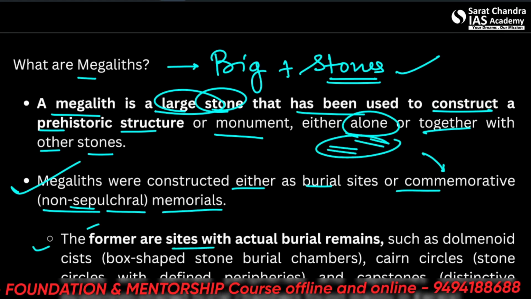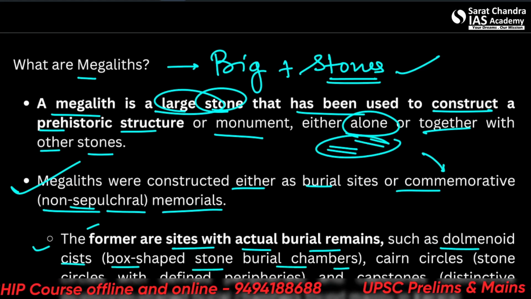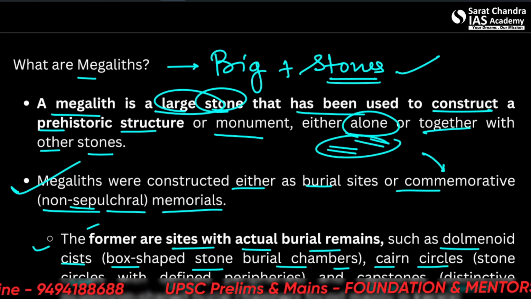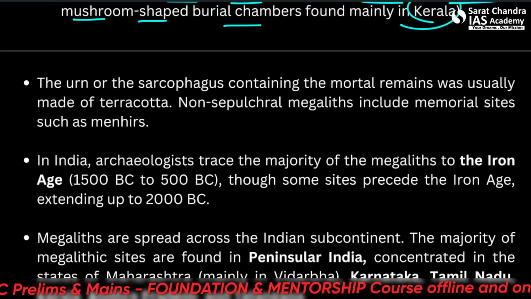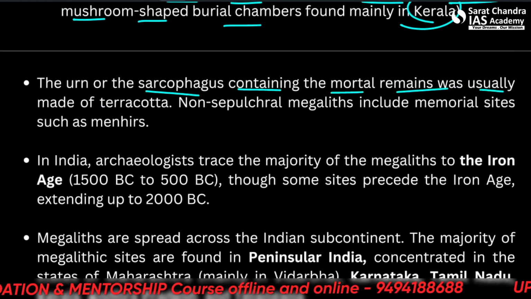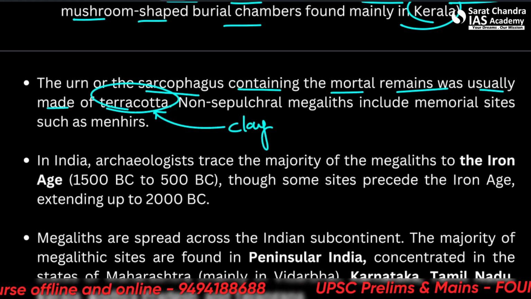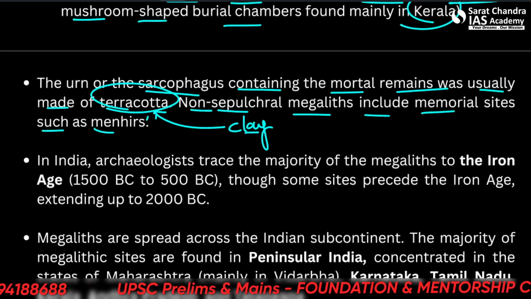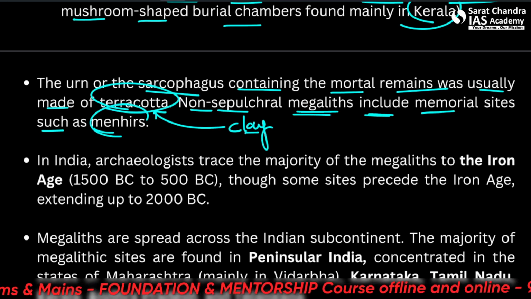The former are sites with actual burial remains, such as dolmenoid cists, box-shaped stone burial chambers, cairn circles, stone circles with defined peripherals, and capstones, distinctive mushroom-shaped burial chambers found mainly in Kerala. The urn or the sarcophagus containing the mortal remains was usually made of terracotta. The terracotta was like hardened clay. Non-sepulchral megaliths include memorial sites such as menhirs.